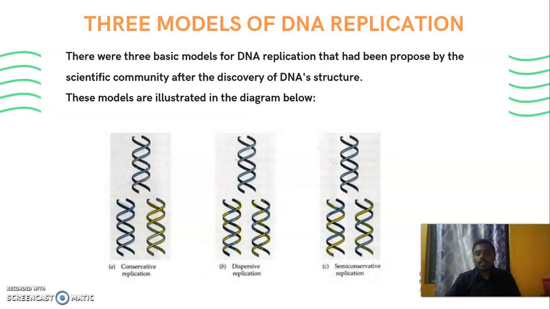It was like a $1 million question in the minds of all the scientists. This came in after the discovery of the DNA structure by Watson and Crick. And from the question that was raised in the minds of the scientists, there came three models. The models are the conservative replication, dispersive replication, and semiconservative replication. What is the difference in these three models?